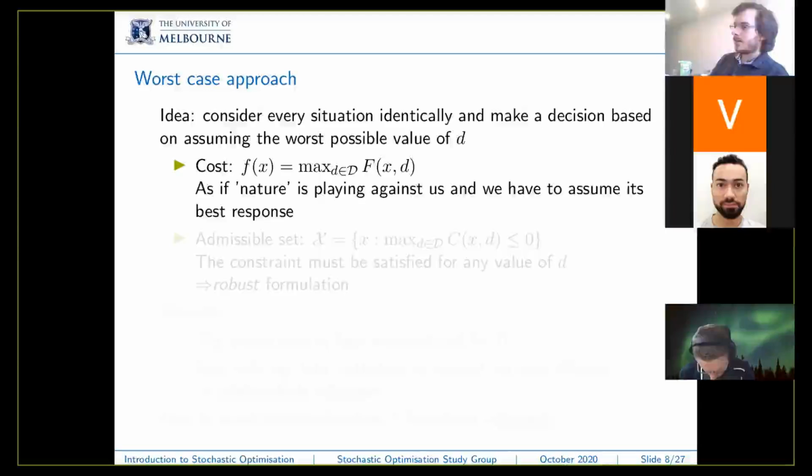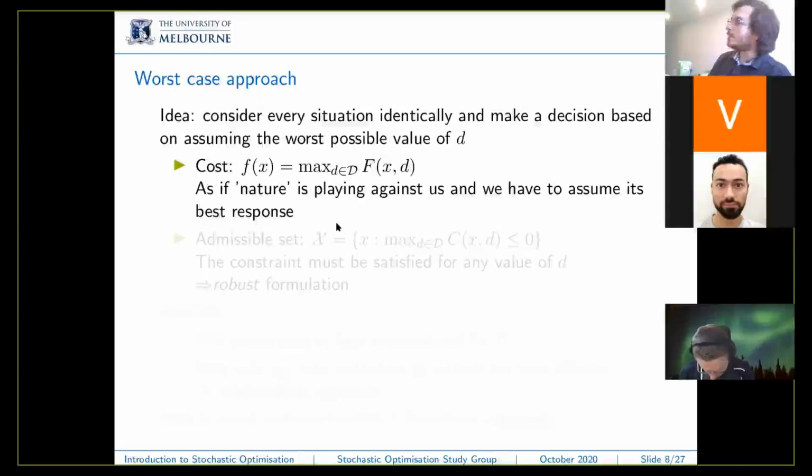You assume that you play first, and nature's response is the worst for you. So nature has some kind of opposite cost, the opposite of yours. Nature takes the worst case. So this is how you describe the worst case cost.